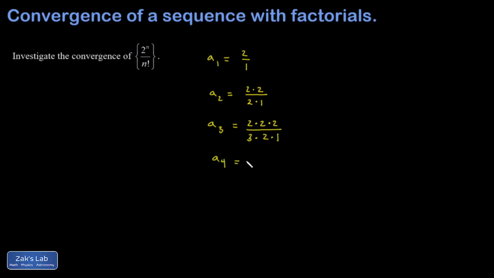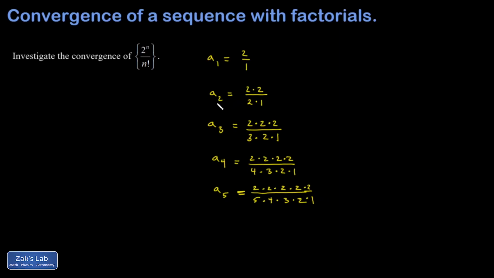a4. In the numerator, I have 2 times 2 times 2 times 2. And in the denominator, I've got 4 times 3 times 2 times 1. So you might be getting a sense at this point that the factorial is winning because it's tacking on a term that's bigger than the corresponding term tacked on in the numerator every single time. All right, and now it's time to sort of cleverly set up an inequality here.